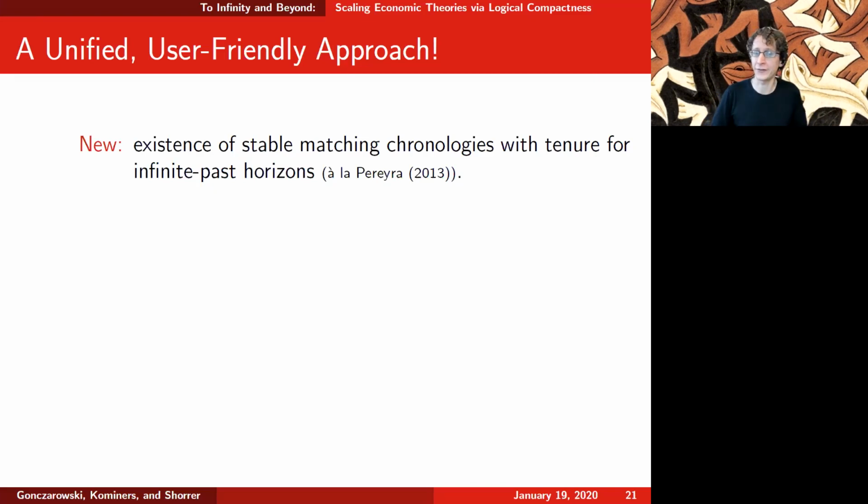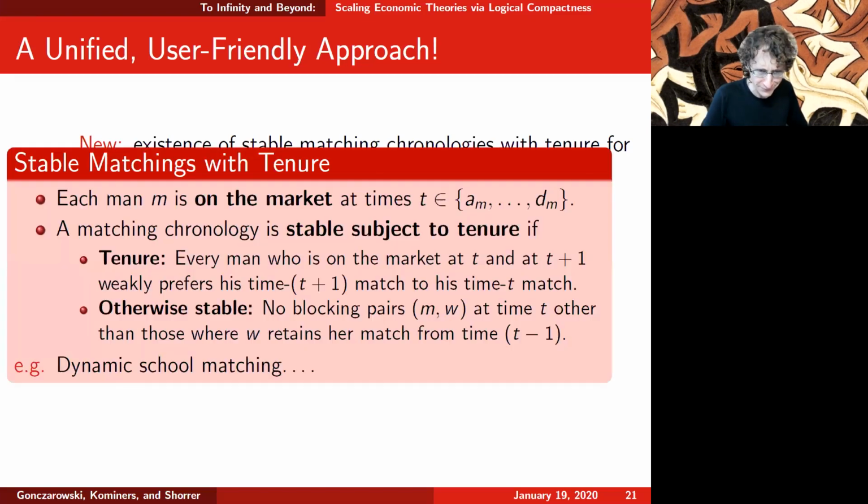We have existence of stable matching chronologies with tenure and infinite past horizons. So we take a dynamic matching model that really very directly uses a date 0 and extends it infinitely into the future, but it constructs inductively from date 0. We show that you don't really need that date 0.